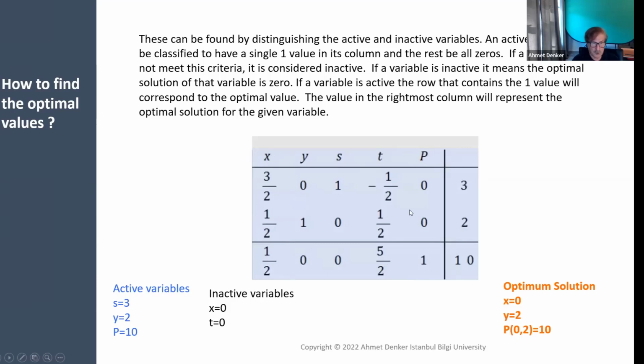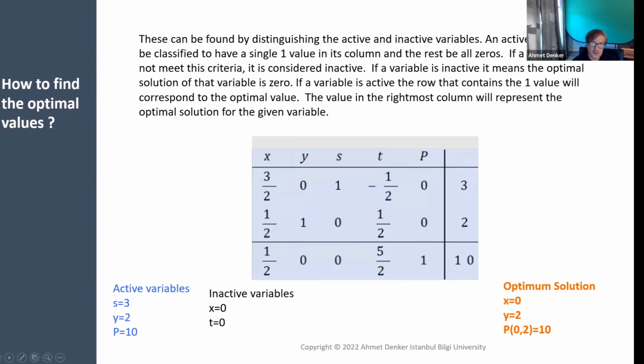Wherever I cannot manage to do this are called the inactive variables. X is equal to 0, t is equal to 0. The inactive variables I make 0. But in the optimum solution, I do not consider the slack variables. Although I found a value for s, it is not a real variable, it's a slack variable, so I ignore it. So I just look at x and y variables. X was an inactive variable, so it is 0. Y is an active variable, I found it 2. And my optimum solution is then found at (0, 2), which is 10.